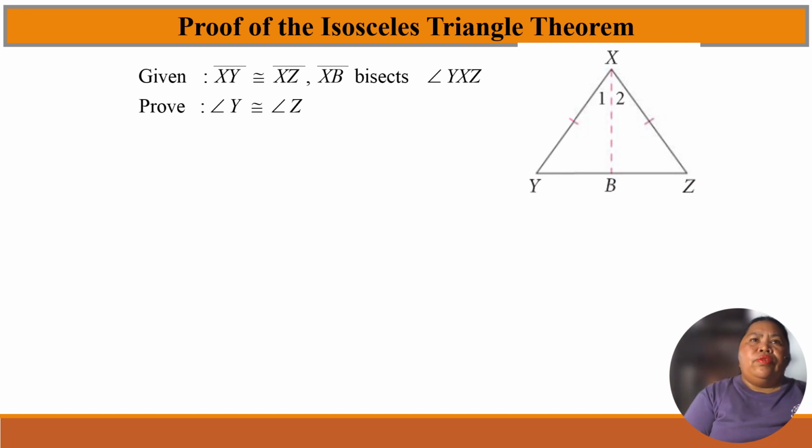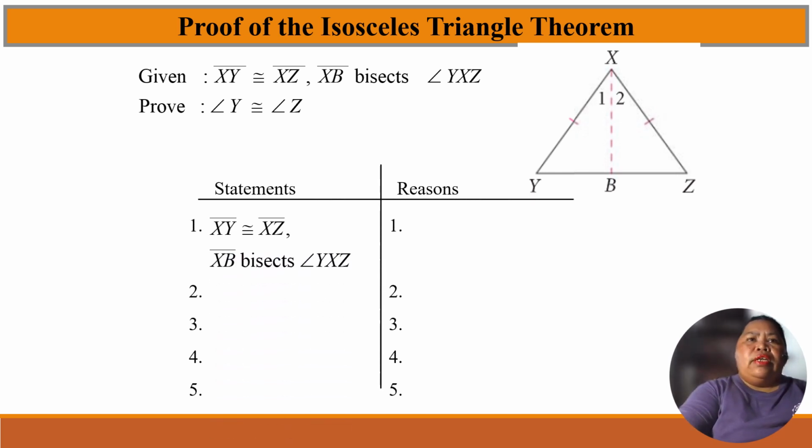Okay, so now the proof of the isosceles triangle theorem. We have here given: segment XY is congruent to segment XA, and segment XB bisects angle YXA. Prove that angle Y is congruent to angle Z.